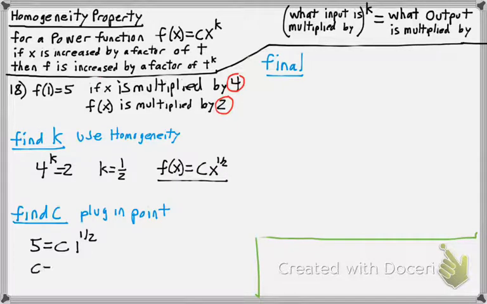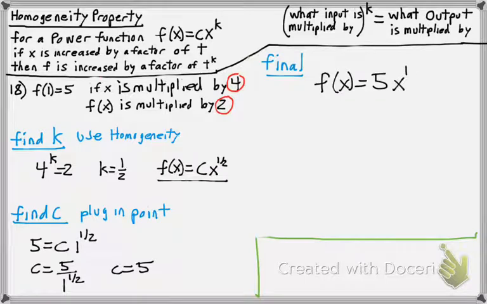So c is equal to 5 divided by 1 raised to the 1/2. Now 1 raised to the 1/2, or the square root of 1, is just 1, and 5 divided by 1 is just 5. So c is equal to 5. So for my final answer, it's going to be f of x is equal to 5x to the 1/2.